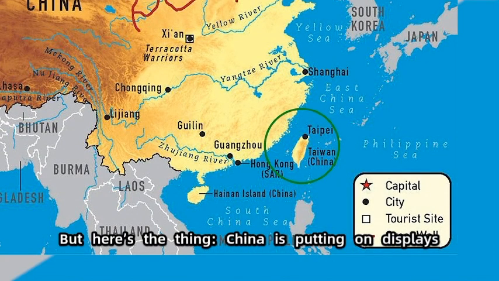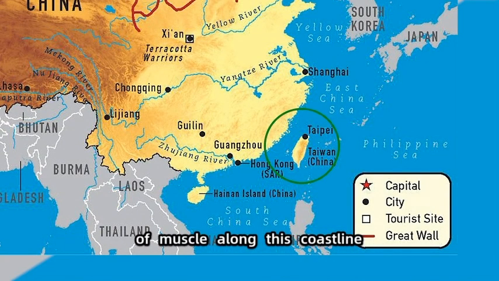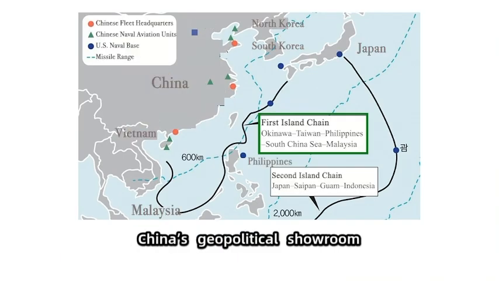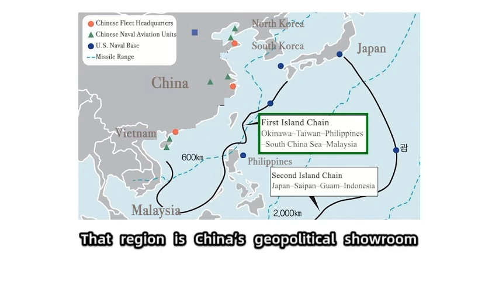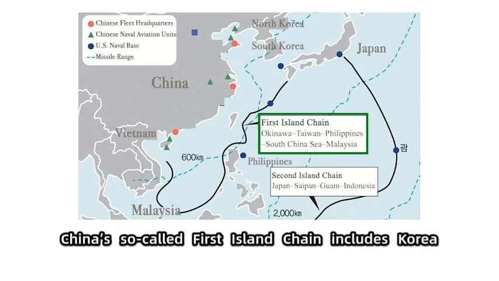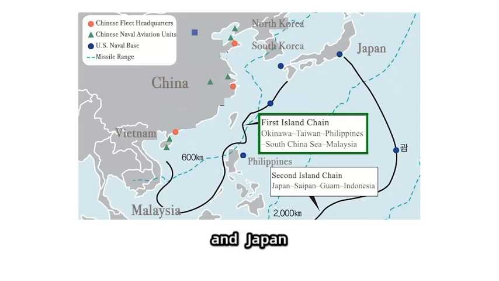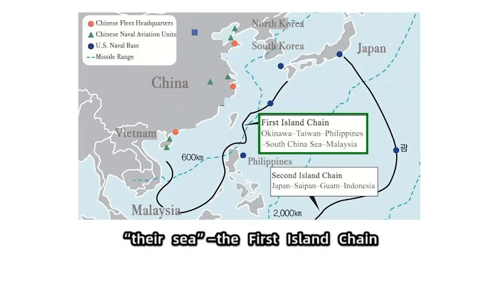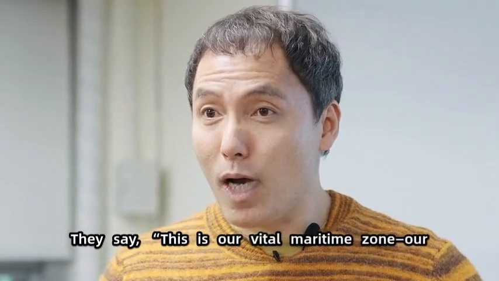But here's the thing. China is putting on displays of muscle along this coastline because the US is stationed across the ocean. And that coastline is China's geopolitical showroom. This is my personal analysis. That region is China's geopolitical showroom. China's so-called first island chain includes Korea and Japan. They claim the East Sea and Japan as part of their sea, the first island chain. They say this is our vital maritime zone, our lifeline.